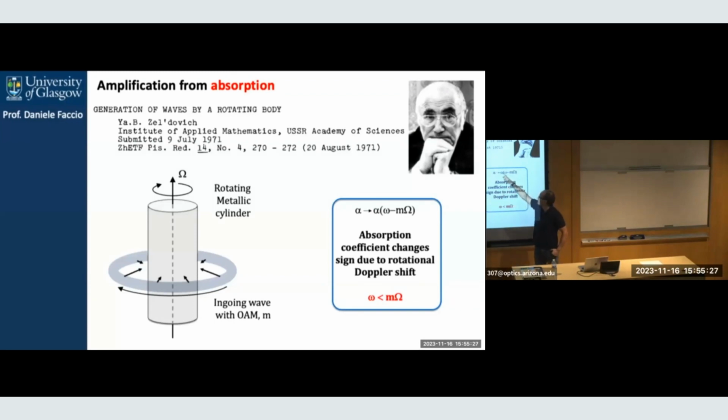So this wave will shift in frequency. And so you have the absorption multiplied by this rotational Doppler shift term, where this is the electromagnetic wave frequency, this is the rotation frequency of the cylinder, and this is the OAM winding number. So if you just put m equals 1, for example, so the phase rotates from 0 to 2 pi in one wind, then basically you're just asking that the cylinder rotates a little bit faster than the oscillation frequency of the electromagnetic wave. And then the Doppler shift will shift this to negative values, and negative absorption is just gain, okay?